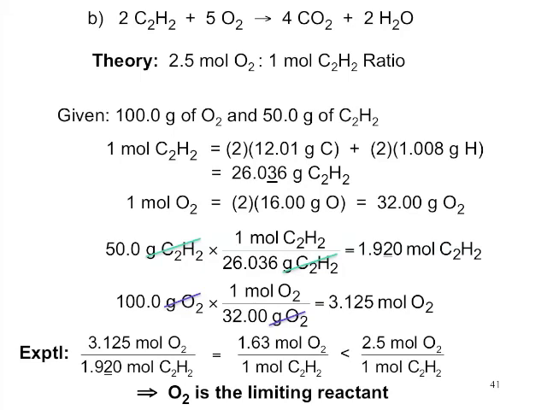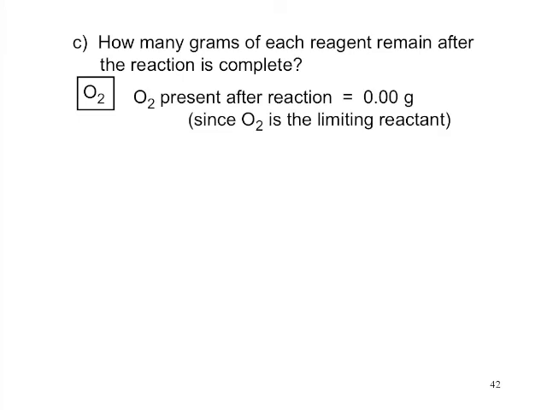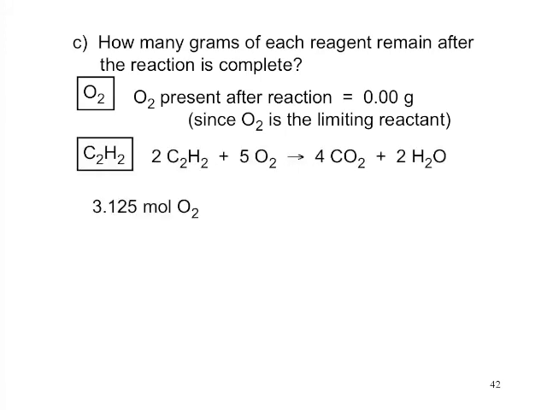All right, so now that we've established that oxygen is a limiting reactant, let's look at step C. How many grams of each reagent remain after the reaction is complete? Right, well, if oxygen is your limiting reactant, when the reaction is complete, you should know there's no oxygen left. There's no calculation to do, right? It's implied in understanding the limiting reactant concept that all the oxygen is gone. Let's look at acetylene.